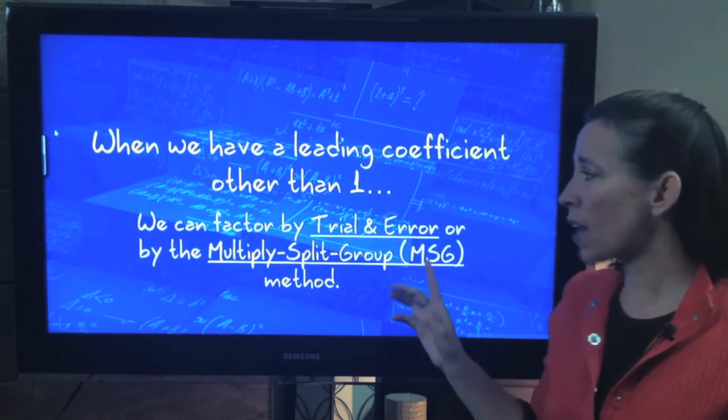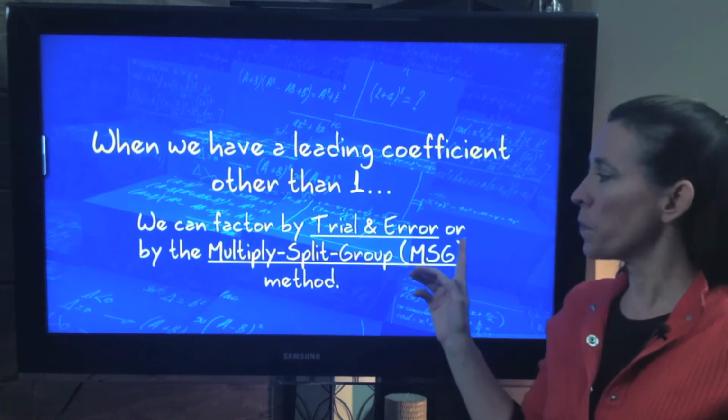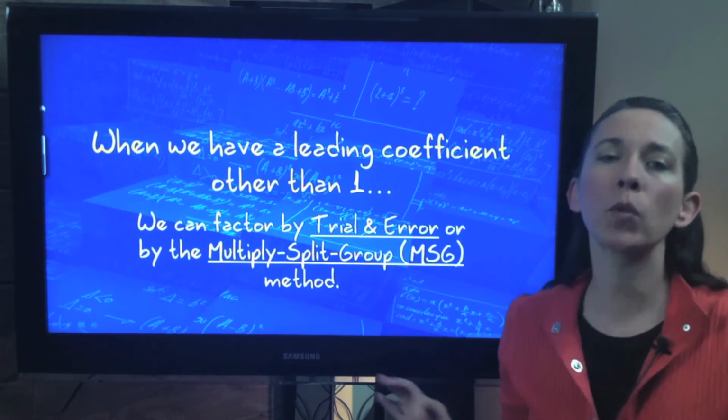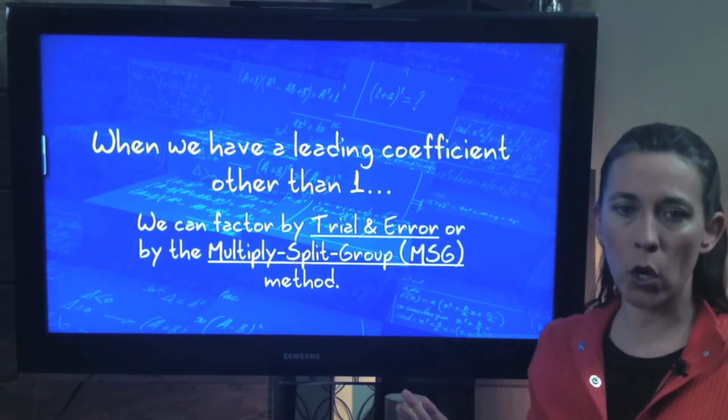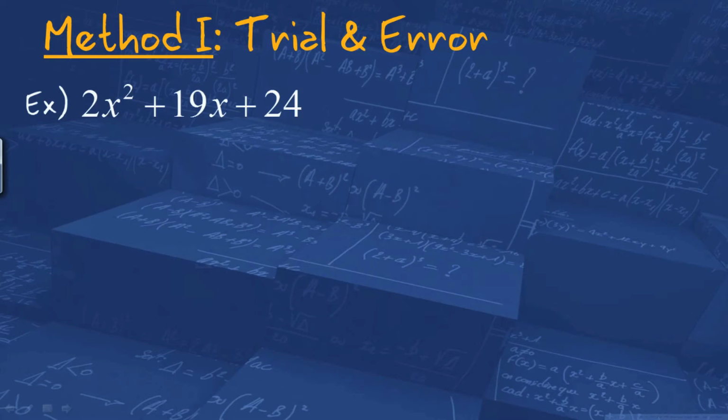So we can use either the trial and error, which is kind of what it sounds like. Try it, doesn't work, try something else. Or what I call the multiply, split, and group method, affectionately known as MSG. So let's first take a look at trial and error. 2x squared plus 19x plus 24. Notice that there's no GCF among all three. We want to find the two binomials that work.